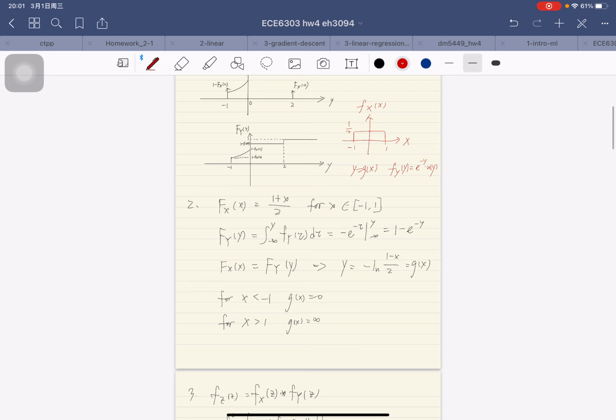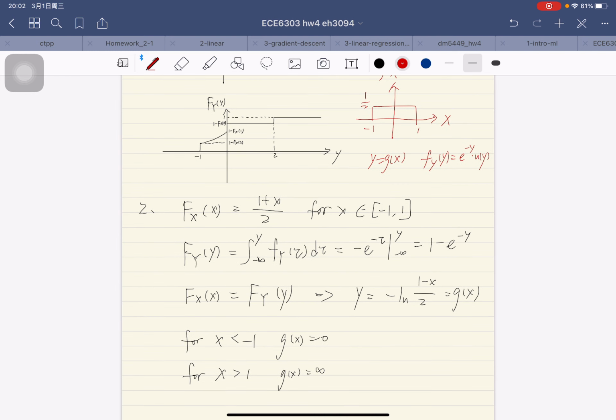First, we can know that the integration of small f_X will give big F_X equals (1 + x) over 2 for x in -1 to 1, closed interval on both sides, and we will have big F_Y(y) by taking the integration of small f_Y from minus infinity to y, and it is 1 minus e to the power of minus y.